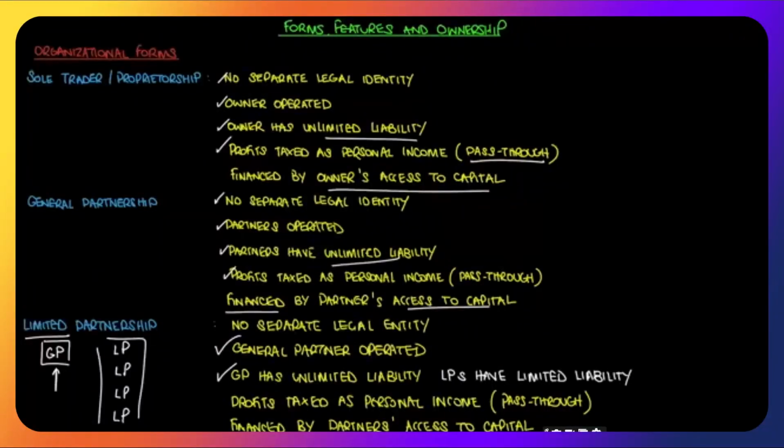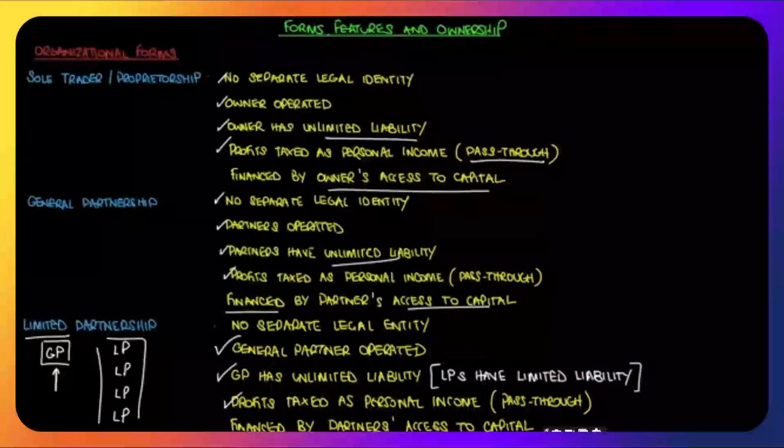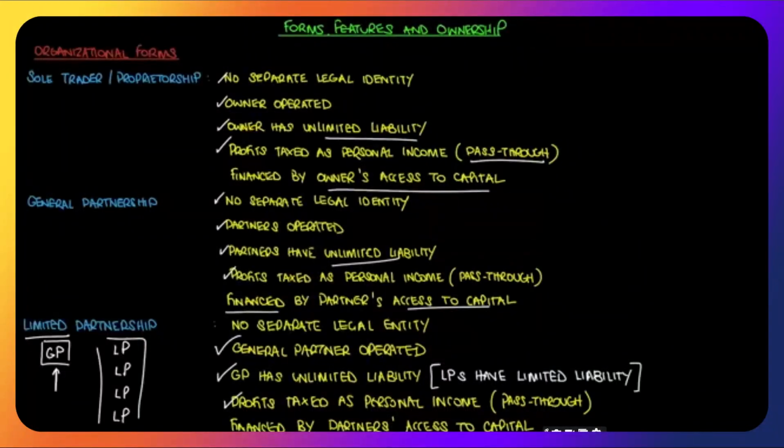However, it's our first glance at limited liability. The limited partners have limited liability. Profits, however, are still taxed as personal income, so it is still a pass-through business. And finance still comes from the partners' access to capital. So for all 3 of these, the owners are being taxed on a pass-through basis, and the growth of the business is going to be dependent on the sole trader or the partners finding capital.